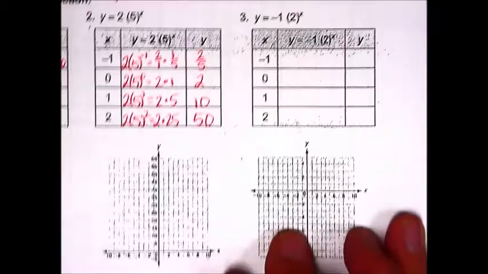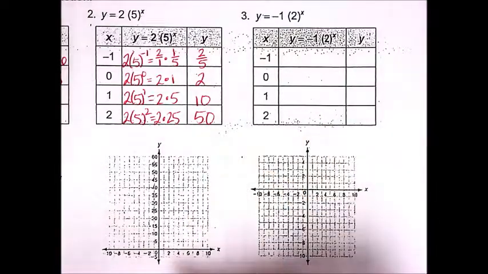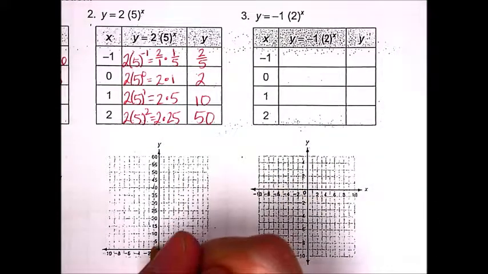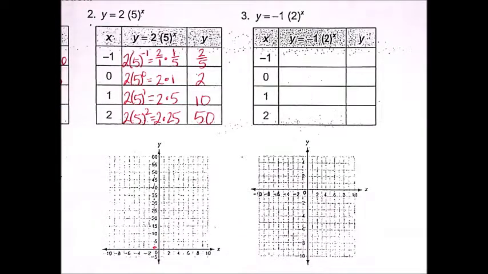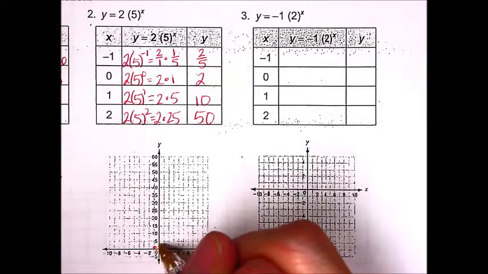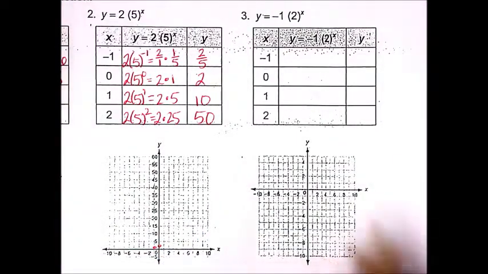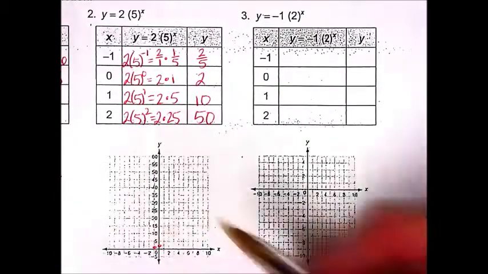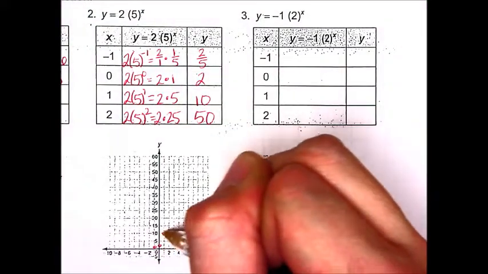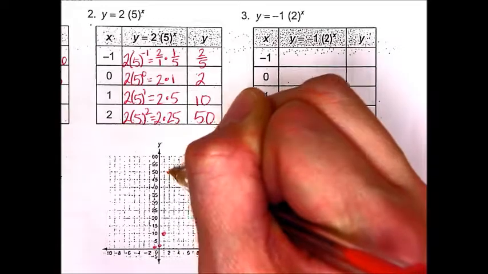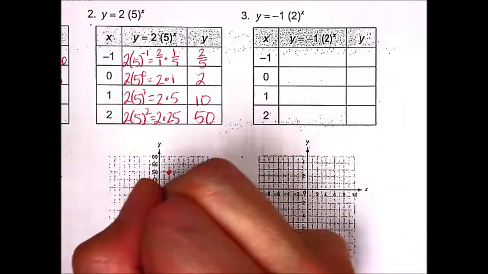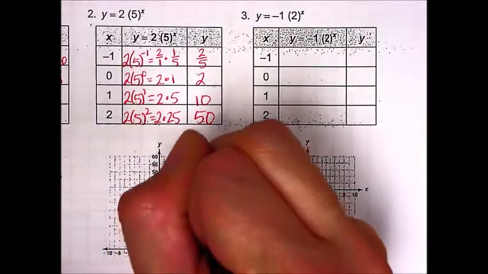Done. Graph. Okay, so negative 1, 2/5. Okay, this should be like literally almost on 0. Because do you see how they're counting by 5s? Okay, 0, 2 is seriously still almost at 0. Okay, 1, 10, 2, 50. Grows real fast.